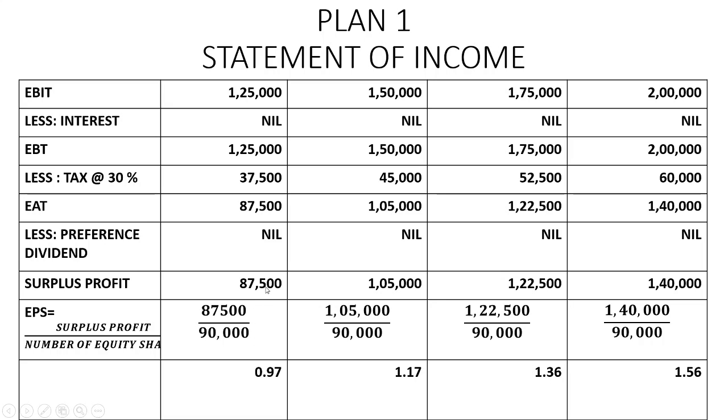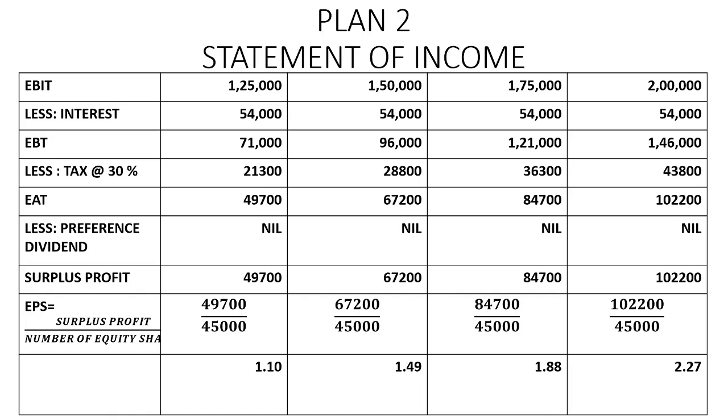So EPS is equal to 87,500 divided by 90,000, 0.97. Second case, 1,05,000 divided by 90,000, 1.17. Third case, 1,22,500 divided by 90,000, 1.36. And fourth case, 1,40,000 divided by 90,000, 1.56. So we have found out the EPS for the different EBITs under the first plan.